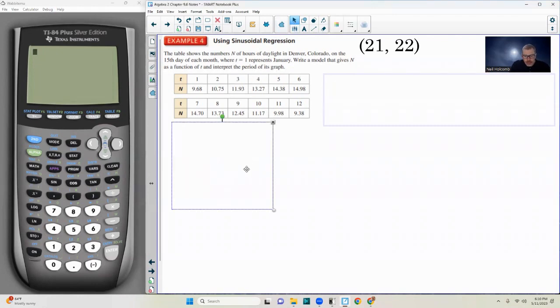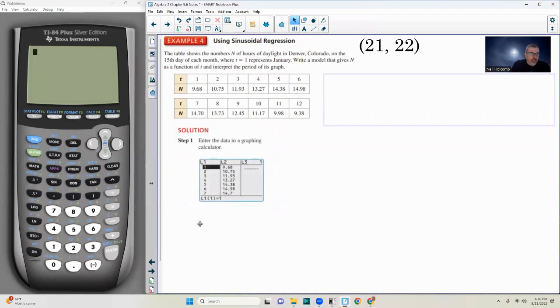So this is a calculator job. So we're going to start the solution. Step 1, enter the data into the graphing calculator. So follow me on my graphing calculator. The first thing you want to do is turn your calculator on and press stat and leave it at edit and hit enter. If there's something there, arrow up and hit clear and come back down. We want to put 1 through 12 in our calculator: 1, 2, 3, 4, 5, 6, 7, 8, 9, 10, 11, 12.